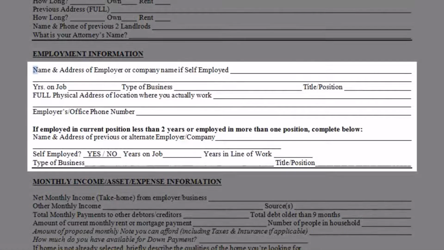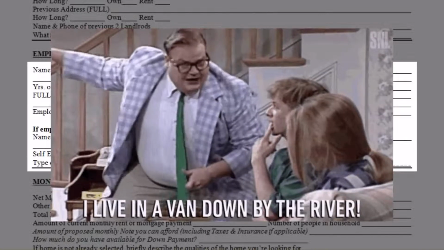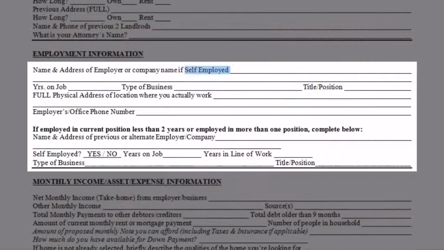Okay, employment information. Obviously, name and address of the employer, or if they're self-employed, what their company name is. Be very cautious with people who are quote-unquote self-employed. A lot of times that means unemployed. Years on the job, type of business, title, position, full physical address of location where you actually work. Not just the regular business address, wherever that happens to be. You want to know where they actually work physically.